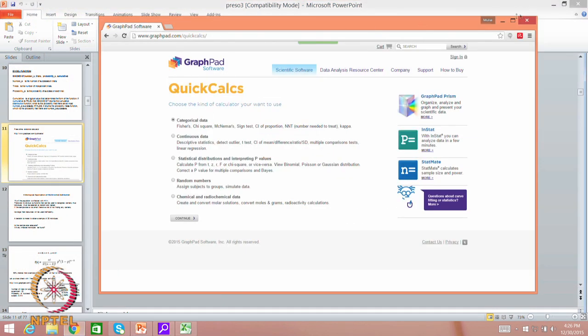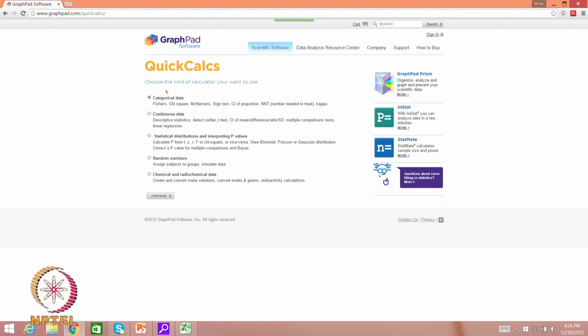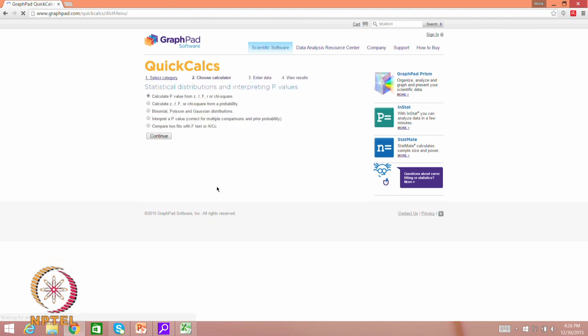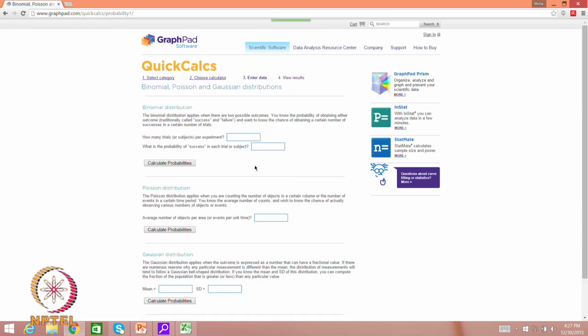So when you do that, as you can see here, this is the GraphPad quick calc. So we have the binomial distribution coming into picture. So we click on it and then we go continue. So when you continue, as you can see here, calculate different types of distribution. Let us go to binomial. We will talk about different distribution later. As I said, I am going to talk about binomial, I am going to talk about Poisson, t distribution, normal, and so on. So here you have the binomial, so we say continue. Okay, so here you have the binomial distribution. How many trials? So we are doing 4 trials. What is the probability of success in each trial? 0.5.